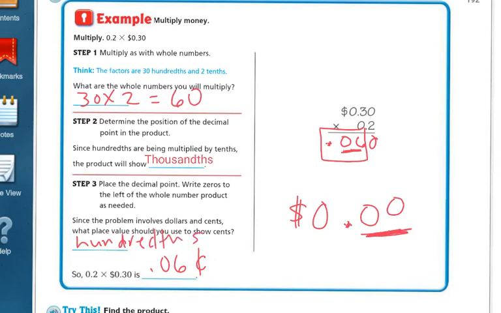Because there's always a decimal right there, and it's 2 place values after. So that means it's going to be 6 cents.